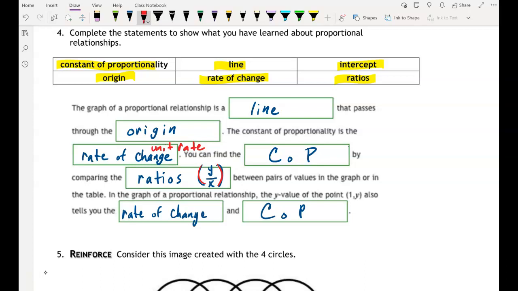In the graph of a proportional relationship, the y value of the point where x is 1 is always the rate of change or unit rate and the constant of proportionality. Okay, well, I hope you did well on that. If you didn't get these answers, make sure you go back and erase and rewrite them. Thanks for not peeking. And let's go on to the next question.